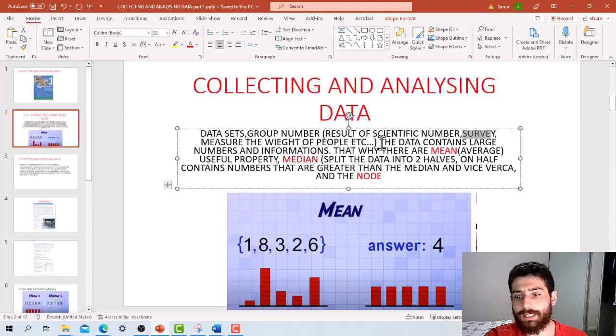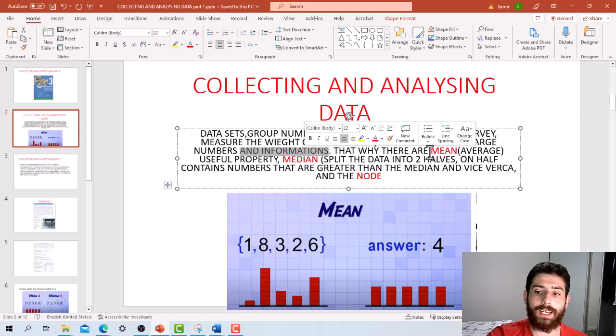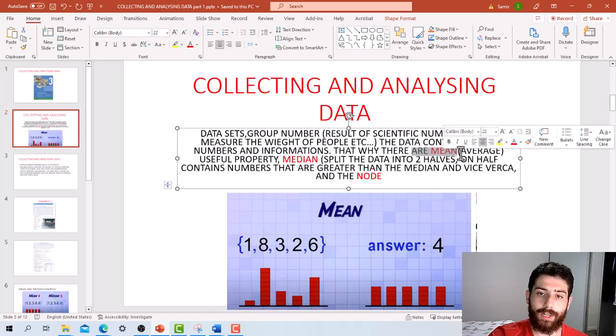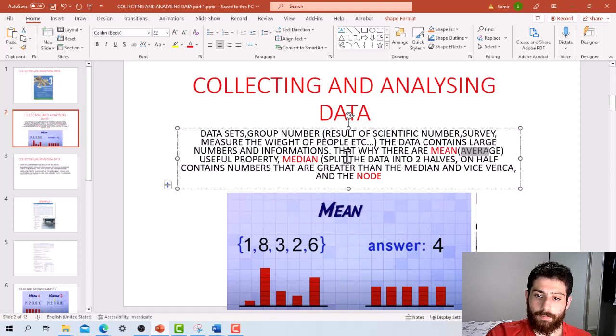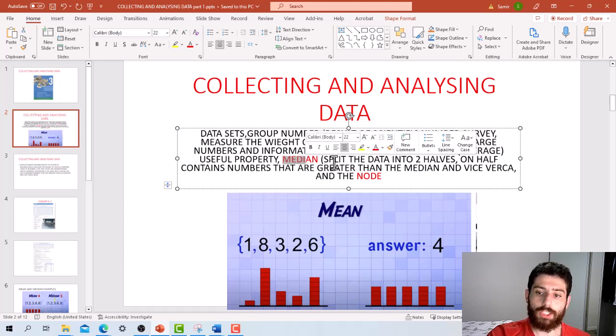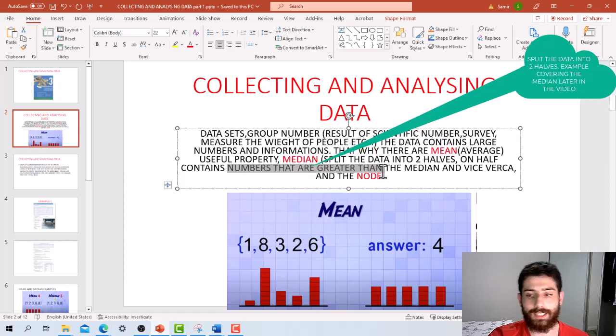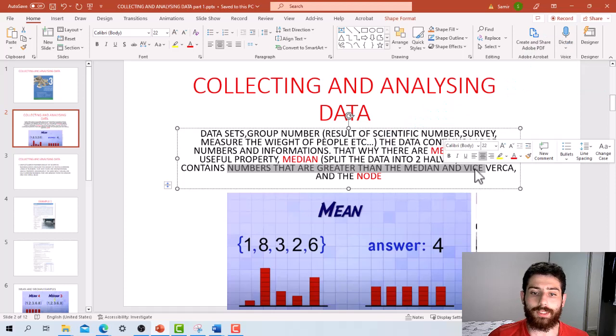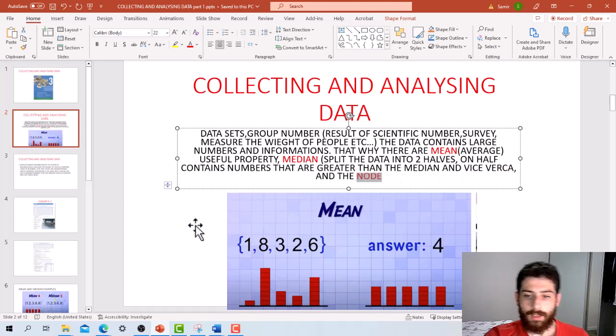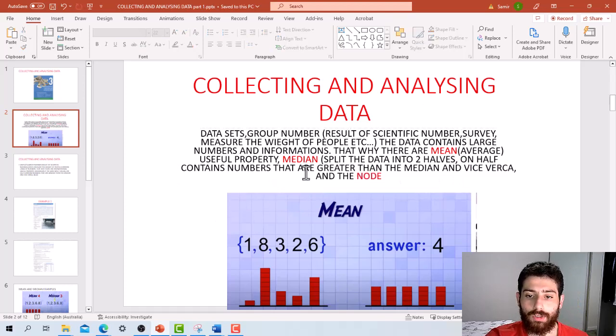For that reason, data contain a large amount of numbers and information. And for that reason there is what's called the mean, which is the average, the median, which splits the data into two halves. One half contains numbers that are greater than the median, and the other half contains numbers lower than the median, and there is the mode. The median and mode help us understand the characteristics of the data that we have. Let's move to a quick example of what I mean.